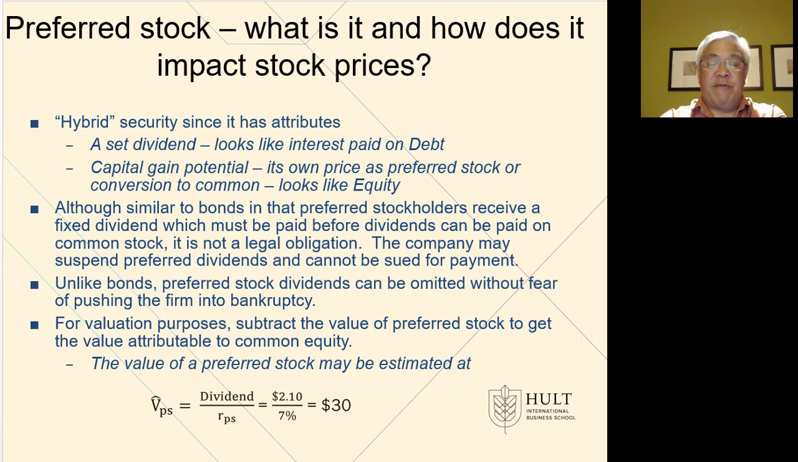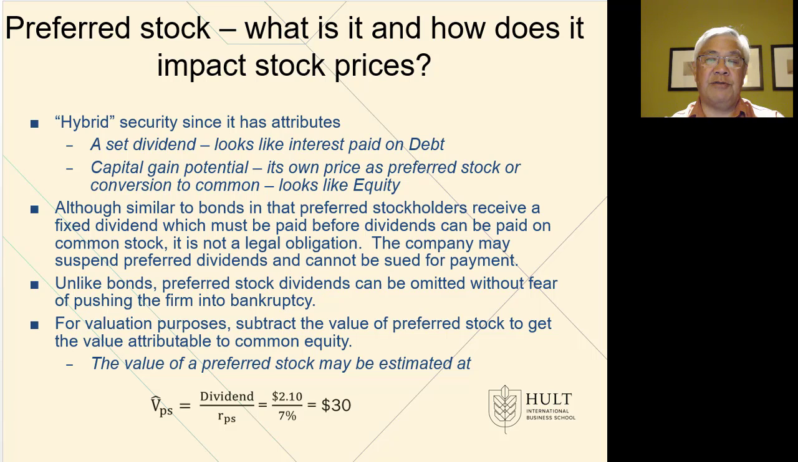All right, so finally we'll look at preferred stock. What is it and how does it impact stock? First, as we've mentioned in this course, it's a hybrid security because it has attributes of a bond, where it has a regular payment. It has attributes like a stock because it does trade, it does have value going up and down, and it's often convertible to equity. So there's definitely characteristics that lean toward stock and some that lean toward debt.